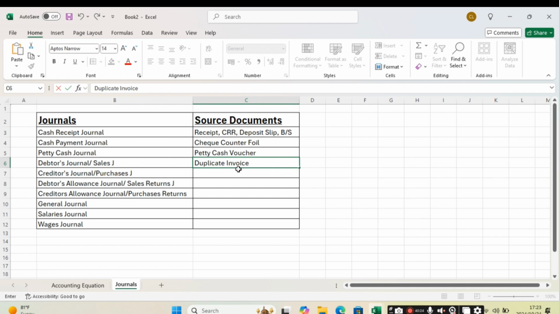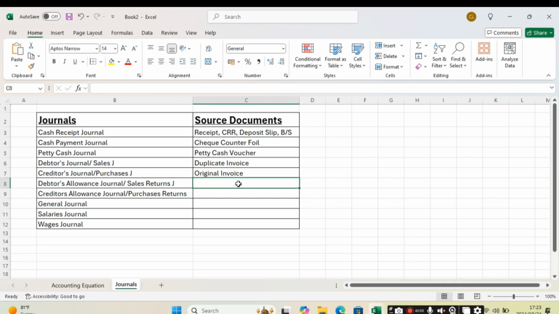Okay, makes sense. And then our creditors journal will be our original invoice. Original invoice being what? When we go and buy from our supplier, the supplier will give us the original invoice, and the supplier will keep the duplicate invoice. So I hope this makes sense.